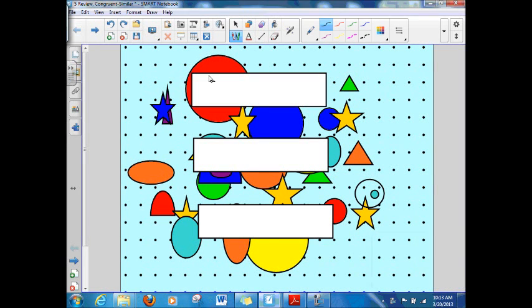This is lesson 5 of geometry, and today's lesson is about figures that are congruent and figures that are similar. And we're also going to be taking a look at some things that we've talked about. We're going to do a little review.